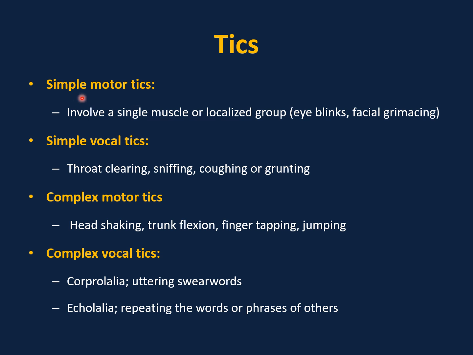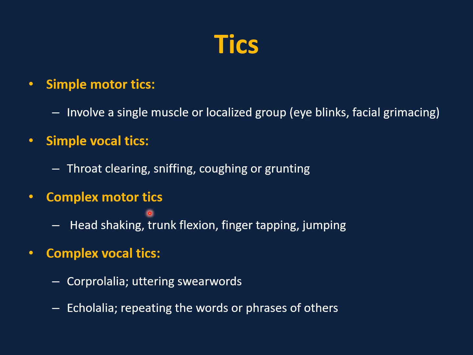Simple motor tics are the simplest and most common. This involves a single muscle or localized group. For example, repetitive eye blinks, facial grimacing. Simple vocal tics, for example, throat clearing, sniffing, coughing, or grunting.